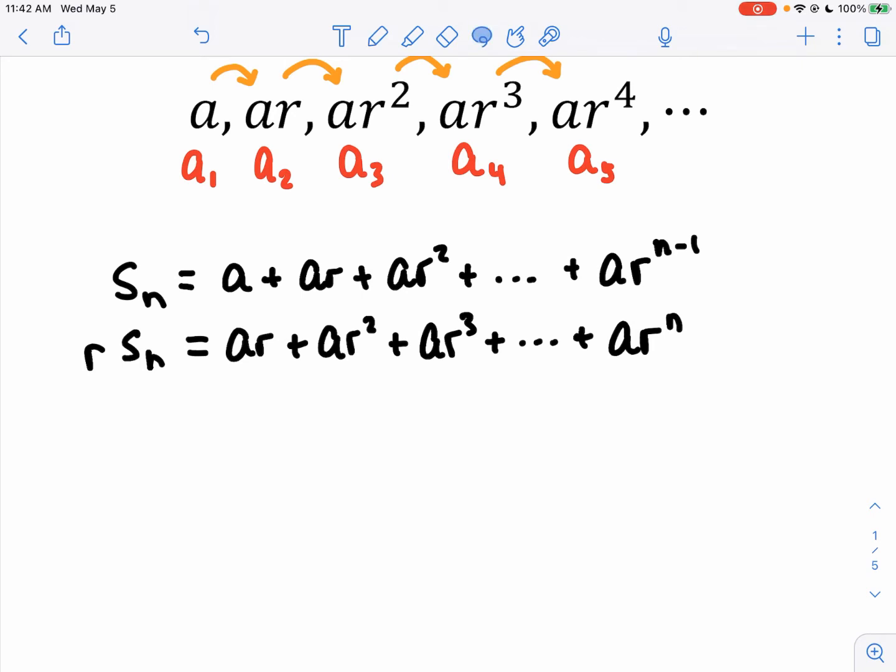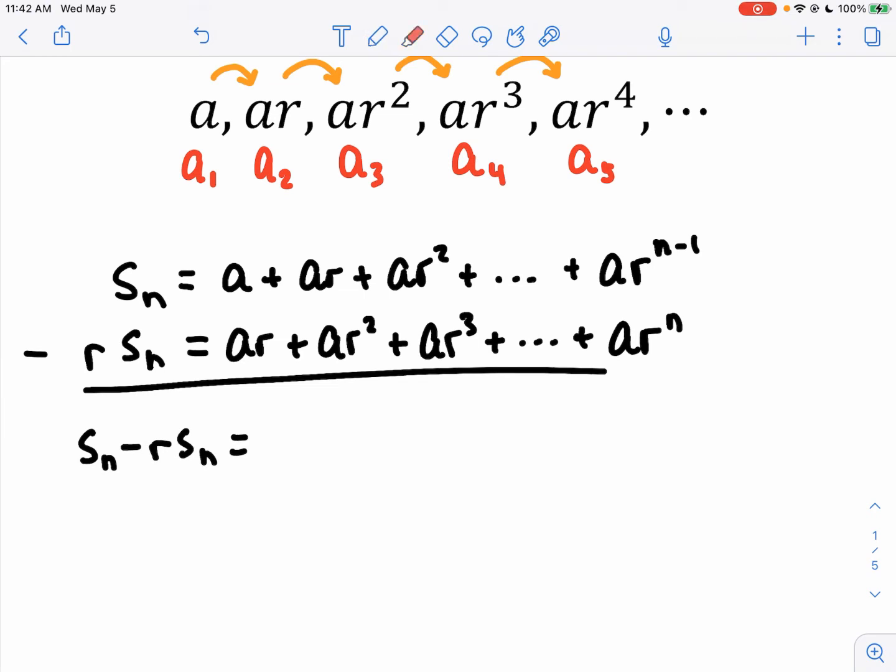Now, these two sums have a lot of terms in common. All those terms there are in common. So if I subtract the two equations, I get the following. S sub n minus R times S sub n is equal to, and then let's identify what's going to cancel. Those are going to cancel, because we'll do AR minus AR. AR squares will cancel, AR cubes will cancel, and that pairing will cancel. The only things that won't cancel is what is not currently highlighted. So we're going to get this A right here, and then minus, and then this term over here.